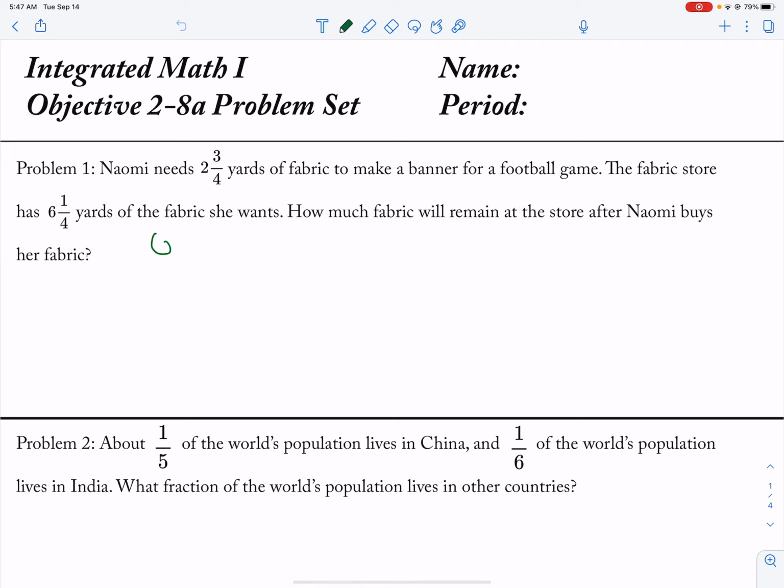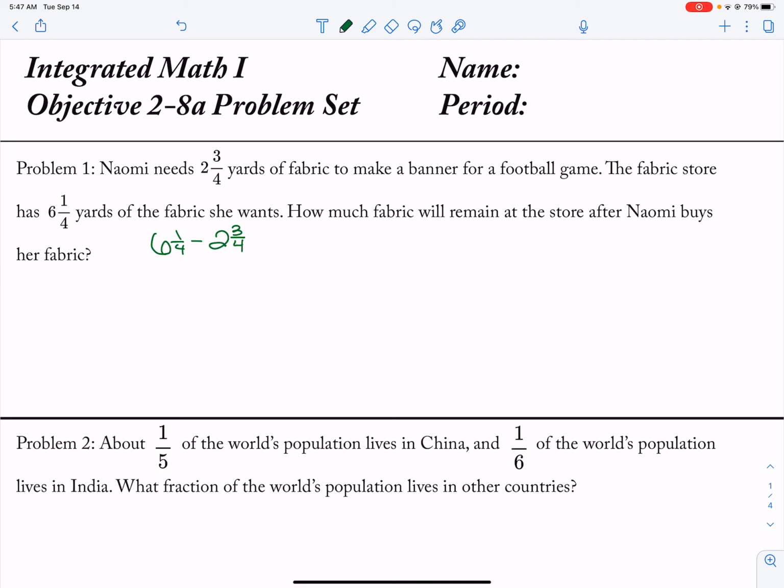Okay, so I want to take 6 1/4. That's how much is at the store, and I want to subtract off how much she is buying. Easiest thing to do here, you can do this a couple of ways, even with the same denominator. You can turn this all into improper fractions, or you can take your whole numbers and then subtract off your fractions.